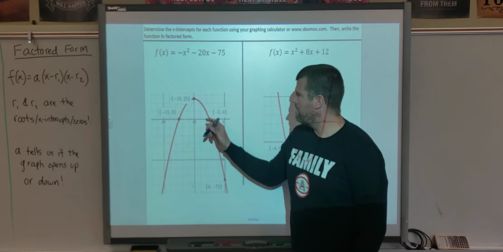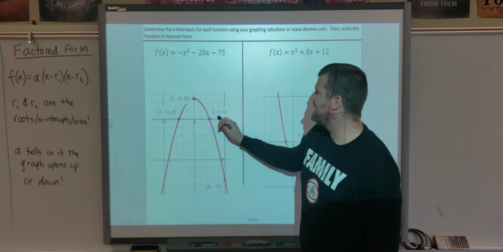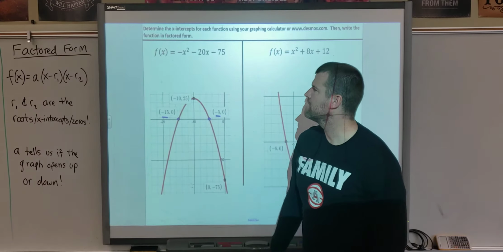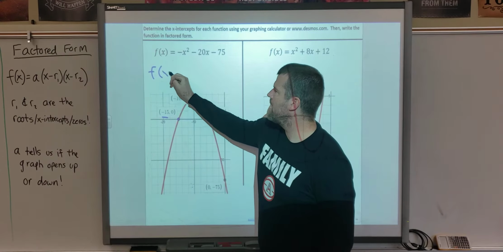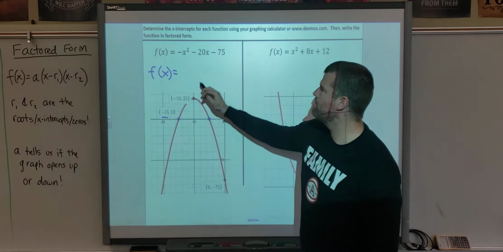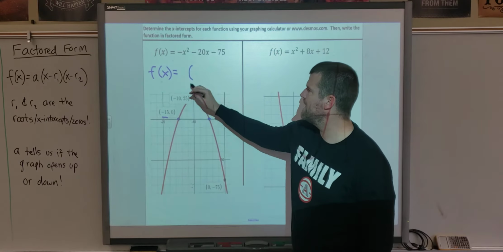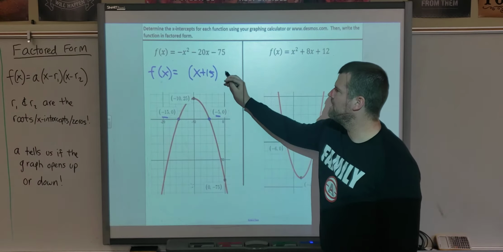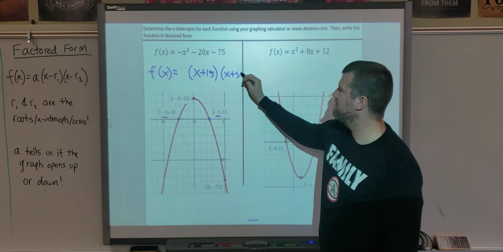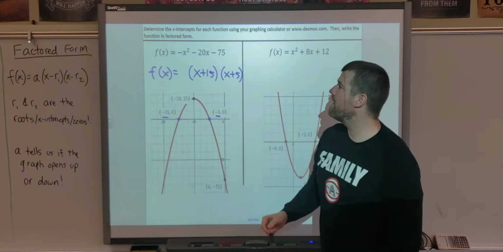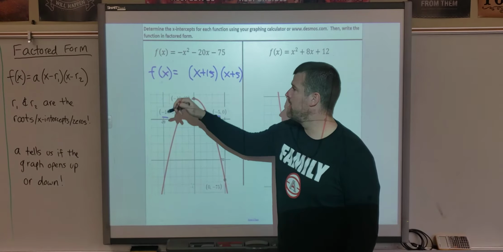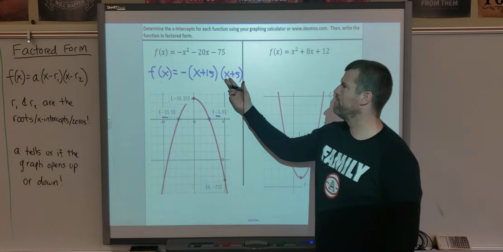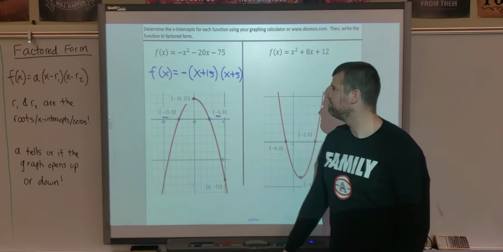All right, so when I graph this, I got x-intercepts of (-5, 0) and (-15, 0). So when I go to write it in factored form, I know that my parentheses will have the opposite of -15, so plus 15, opposite of -5, so plus 5, and then I need to identify the a value, which is just -1, so I can just put a negative. So coming up with factored form from a graph is actually pretty simple.